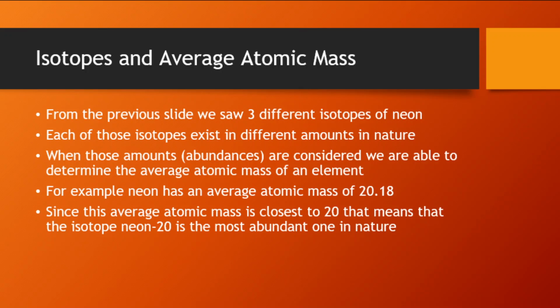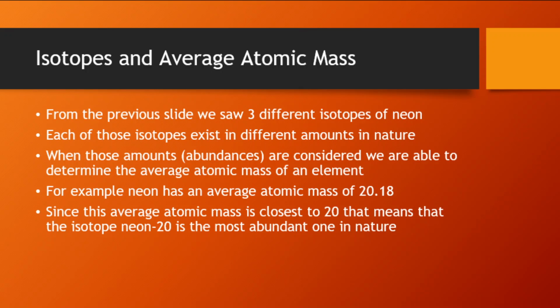Now, looking at the periodic table, if you find neon, you're going to see that its average atomic mass is 20.18 AMU, atomic mass units, on the periodic table. Okay. Now, so what is that 20.18 telling you and me? Well, since the average atomic mass is closest to the number 20, right, because 20.18 would round down to 20, that means that the isotope neon 20 is the most abundant form of neon that's found in nature.